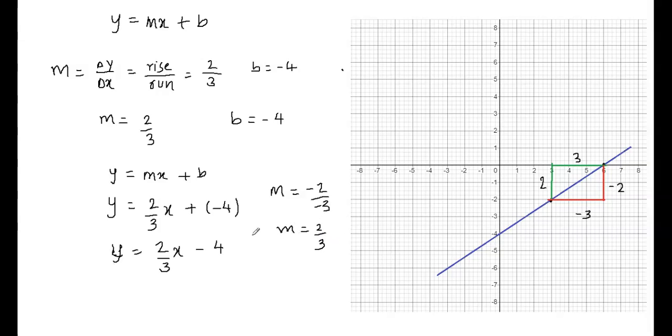So either way is fine. You're going to get the same slope. You can go up 2 to the right 3, or you can go down 2 to the left 3. Basically, they both are the same. That's all in this video.